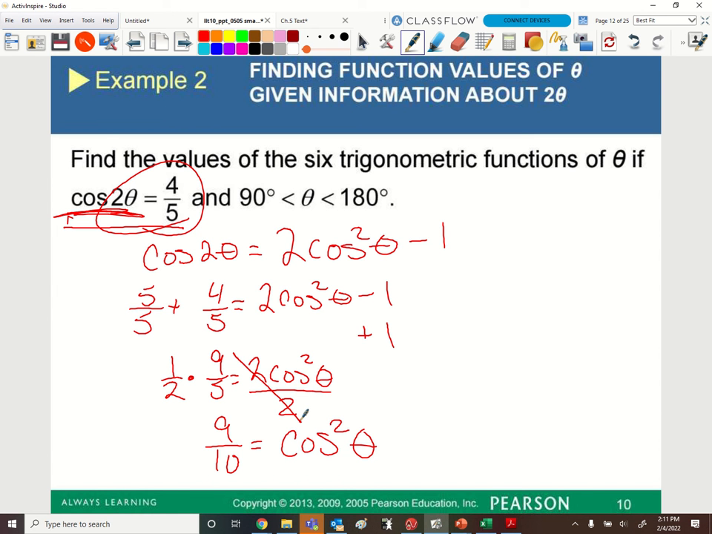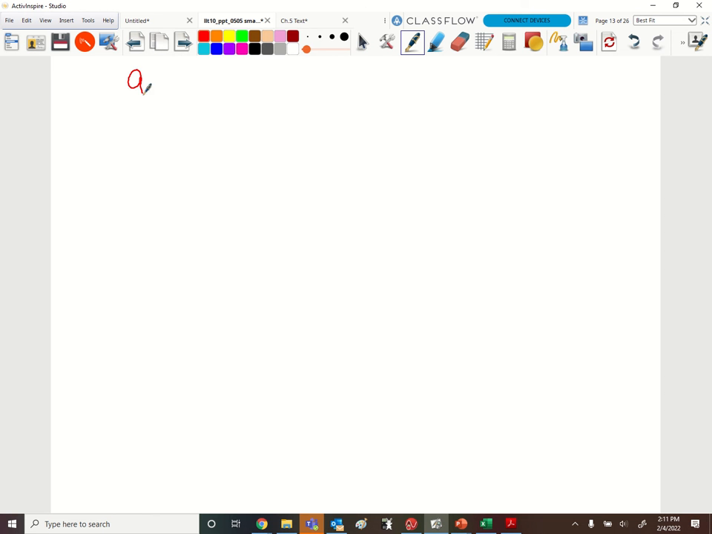So those go away. So now I'm going to go to another page over here because I don't want to cram my work into a small spot. So I'm going to say 9 over 10 is equal to cosine squared theta. So now, I gotta get rid of that square. How do I undo a square? Square root. I square root both sides, but if I square root, what can I not forget? Plus or minus.